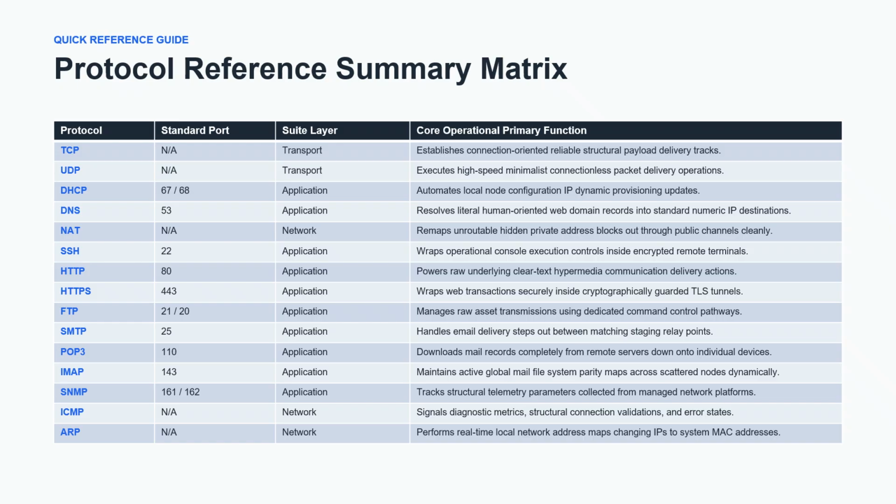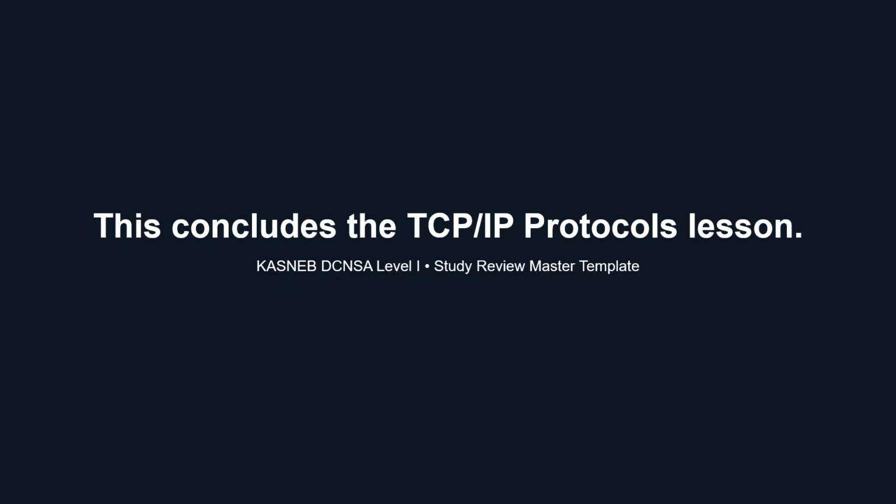FTP transfers files. SMTP sends email. POP3 retrieves email and deletes from server. IMAP retrieves email and keeps on server. SNMP manages network devices. ICMP provides network diagnostics. ARP resolves IP addresses to MAC addresses. This concludes the TCP/IP protocols lesson.